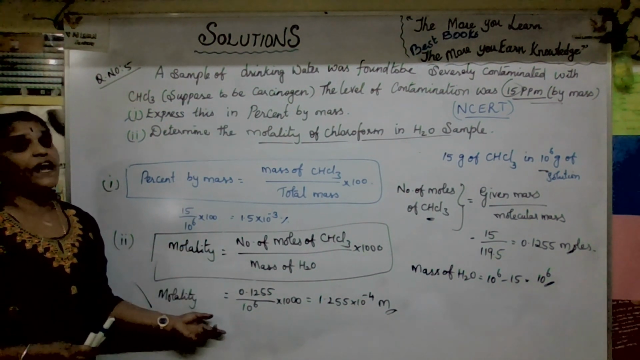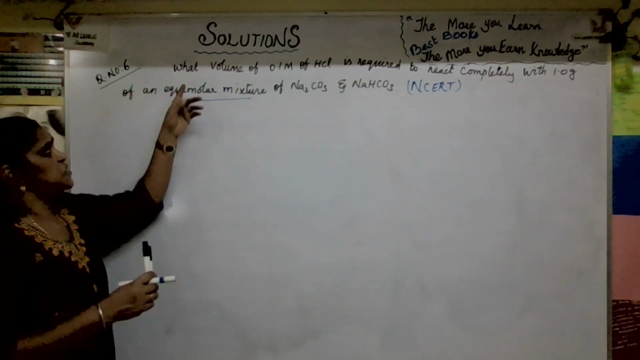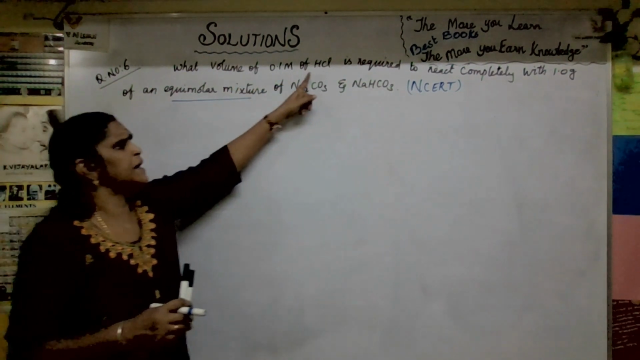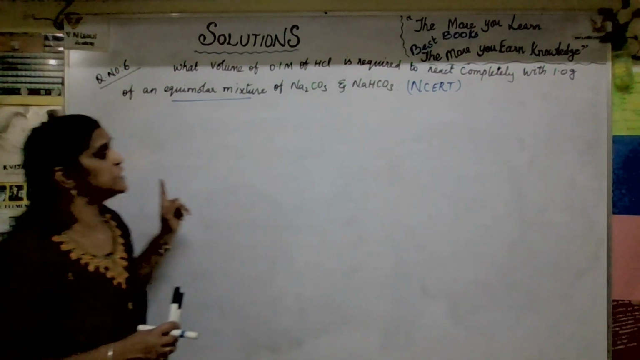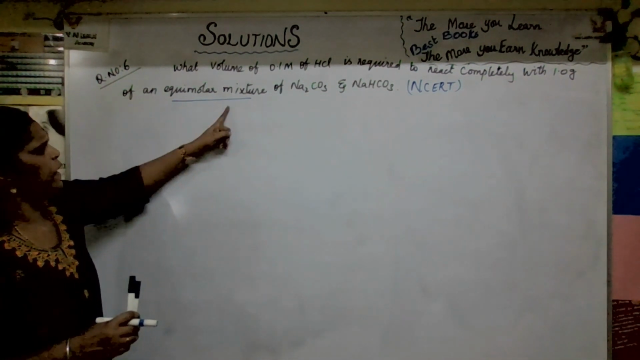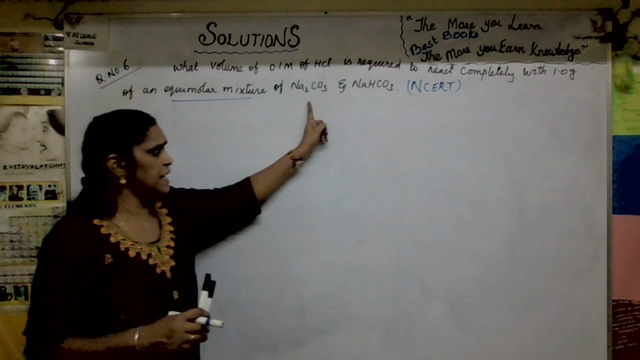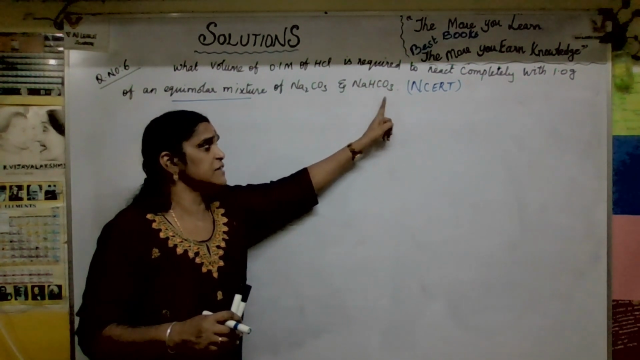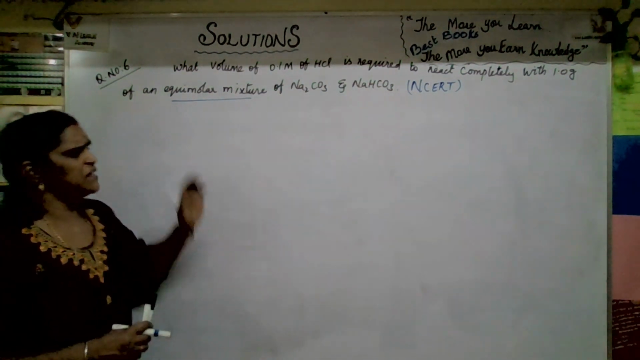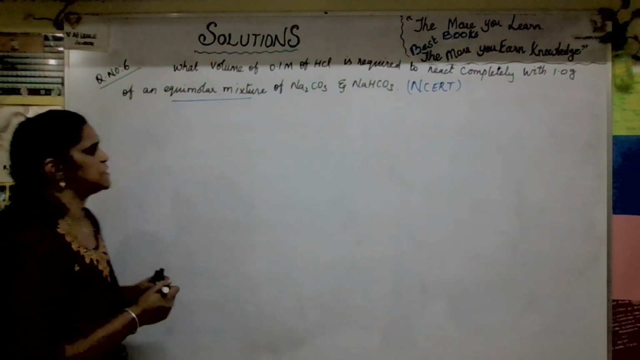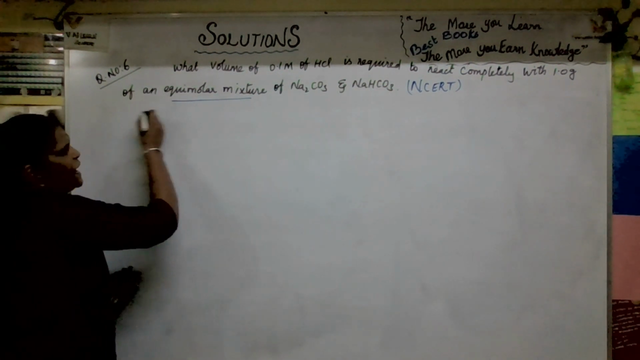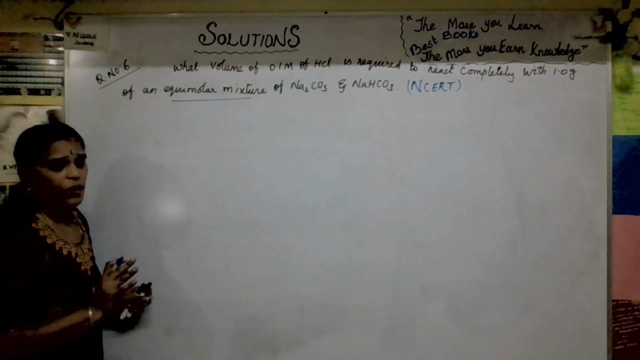Okay, now let us go to another sum. The next question, what volume of 0.1 m of HCl is required to react completely with 1.0 gram of an equimolar mixture of Na2CO3 and NaHCO3? Actually, this is very interesting and simple question also. Let us watch this. Okay, now they have given very clearly it is equimolar mixture.